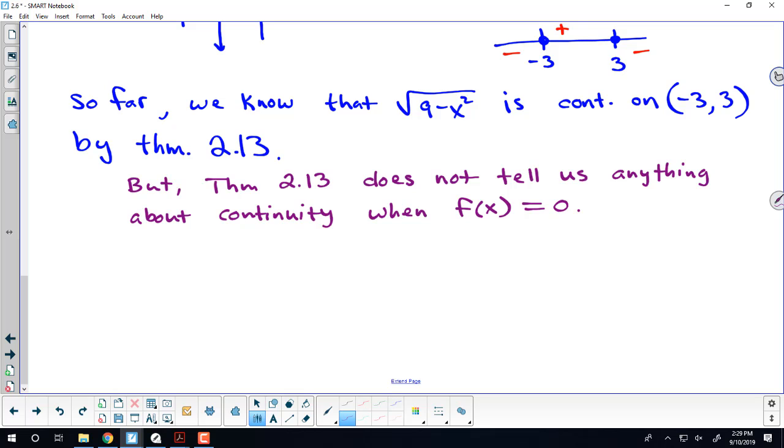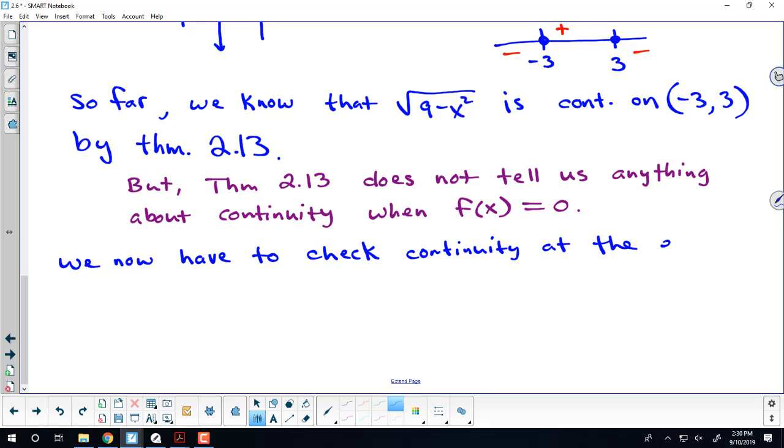So we now have to check continuity at the endpoints. X equals -3 and x equals 3.